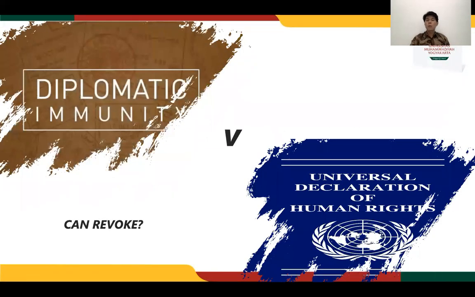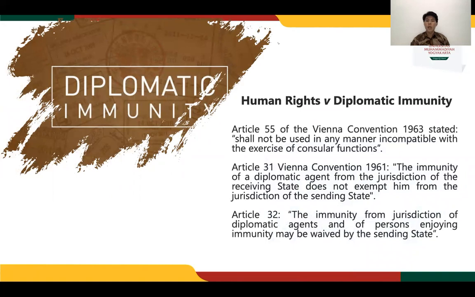Okay, when we're talking about the murder of Khashoggi, the issue is diplomatic immunity versus human rights, which one can revoke the other. Article 55 of the Vienna Convention 1963 states the premises shall not be used in any manner incompatible with the exercise of the consular functions. In this case, the murder happened inside the consulate. Article 31, Vienna Convention, states the immunity of a diplomatic agent from the jurisdiction of the receiving state does not exempt him from the jurisdiction of the sending state.